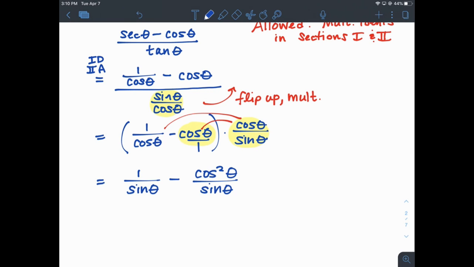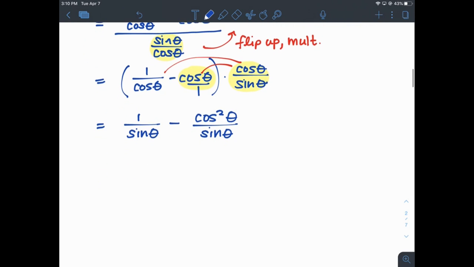If you have something in the top matching something in the bottom, like what happened in the first one, then you can cancel. So now what I see is that these two fractions already have a common denominator. And so I'm going to combine them. I get 1 minus cosine squared theta, all divided by sine theta.